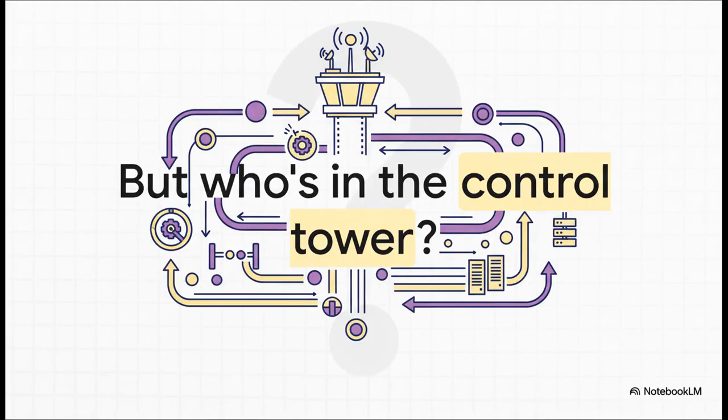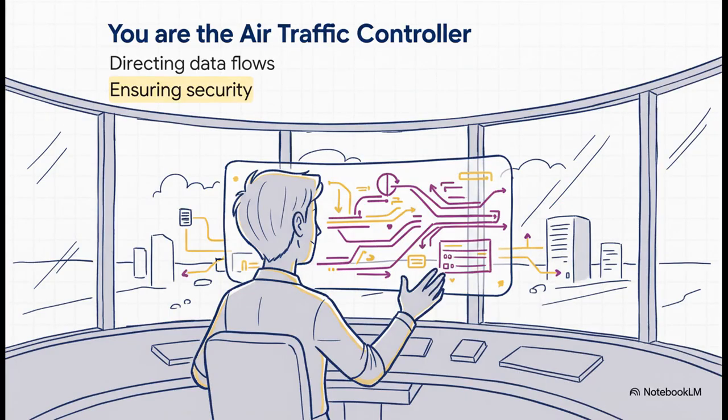Now, with all that traffic zipping around, the most important question is pretty obvious, right? Who's in the control tower? Who's making sure everything runs smoothly, preventing collisions, and guiding every piece of data to its proper gate? Well, guess what? That's you. As an admin, you are the air traffic controller for your platform. It's your job and your power to direct this flow and make sure everything is secure and accounted for.